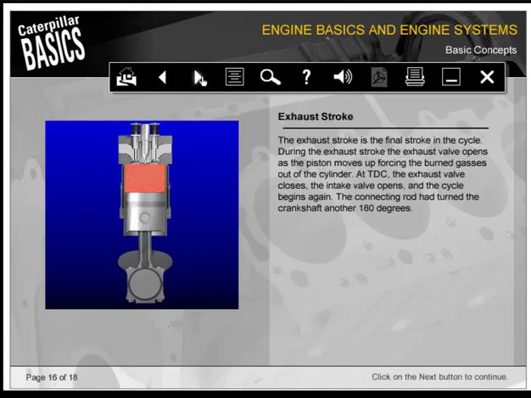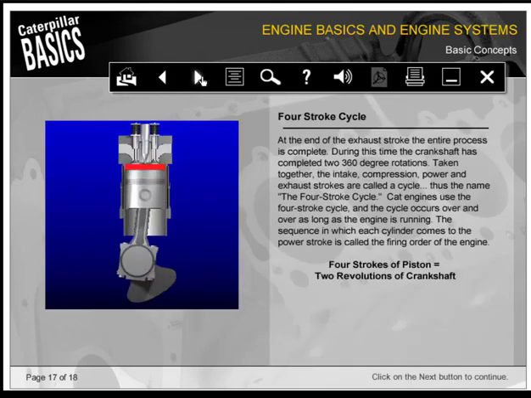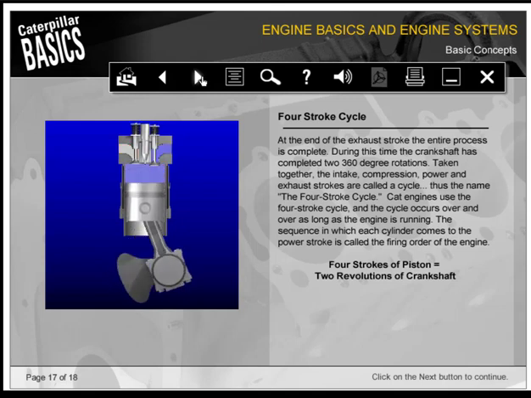The exhaust stroke is the final stroke in the cycle. During the exhaust stroke, the exhaust valve opens as the piston moves up, forcing the burned gases out of the cylinder. At TDC, the exhaust valve closes, the intake valve opens, and the cycle begins again. The connecting rod has turned the crankshaft another 180 degrees. At the end of the exhaust stroke, the entire process is complete. During this time, the crankshaft has completed two 360-degree rotations.